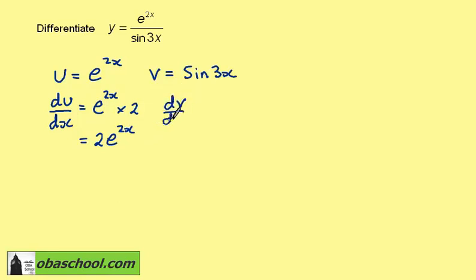For dv dx, again using the chain rule, the outside function is the sine, differentiate to get the cos, and then multiply by the differential of the inside function. So we get 3 cos 3x.